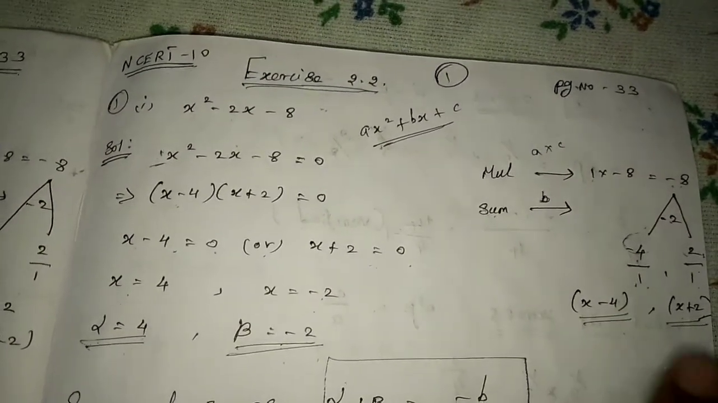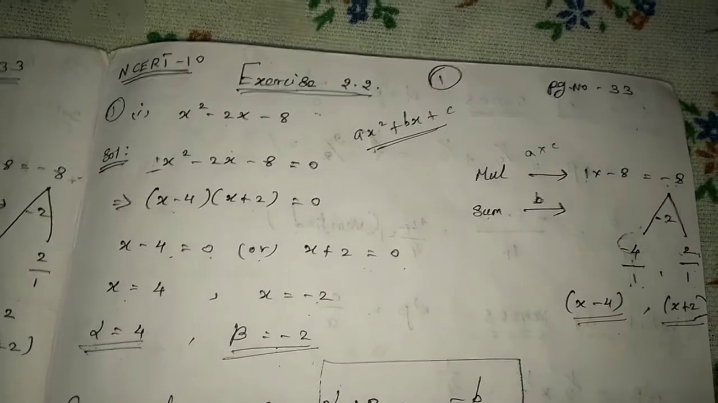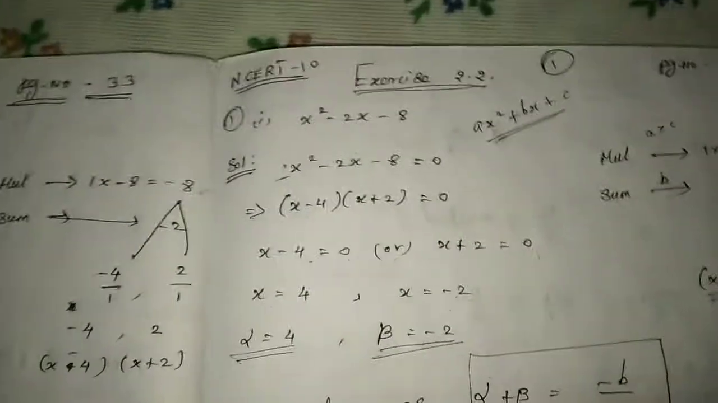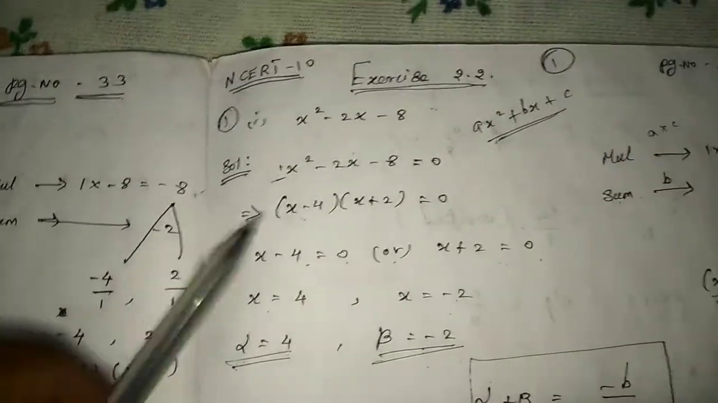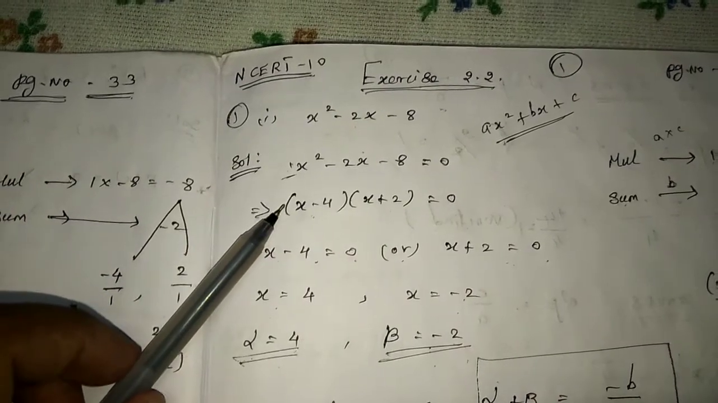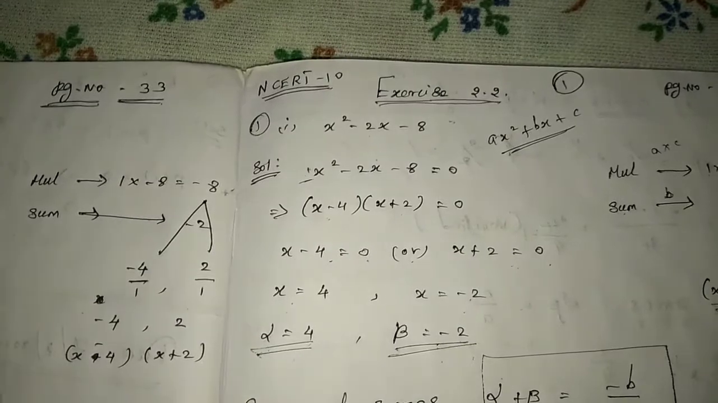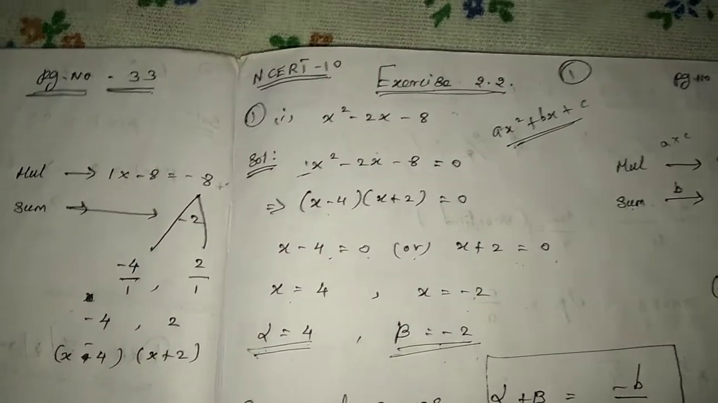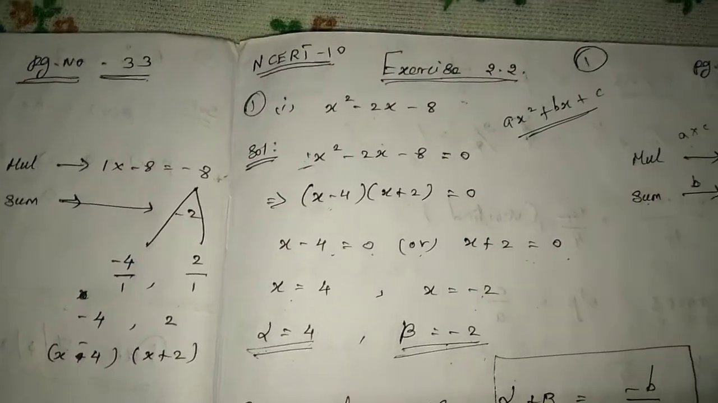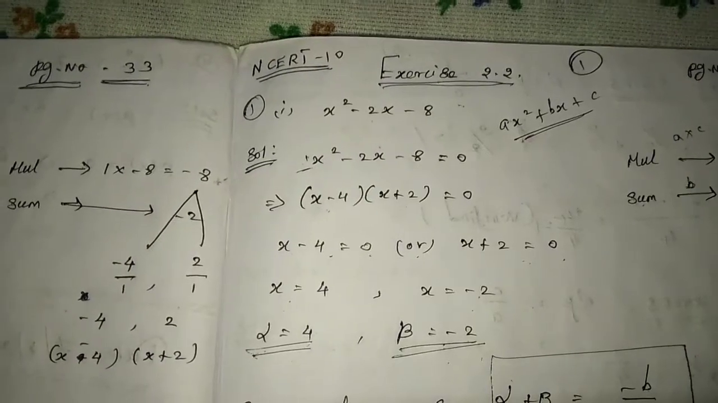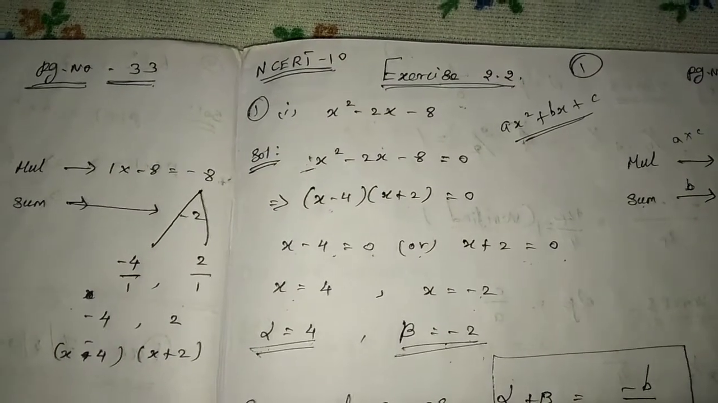Now we got the 2 factors, right? We found the factors. Instead of this polynomial, we write the factors here, which is equal to 0. (x minus 4)(x plus 2) equal to 0. Any one should be 0 or both may be 0. So now we are finding the zeros of the polynomial.